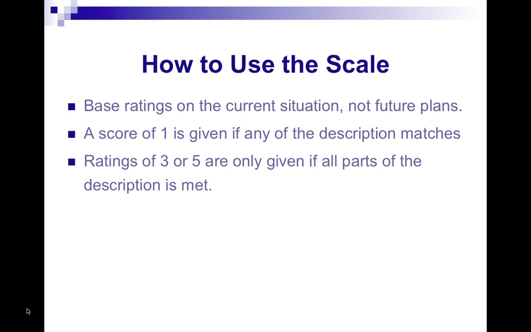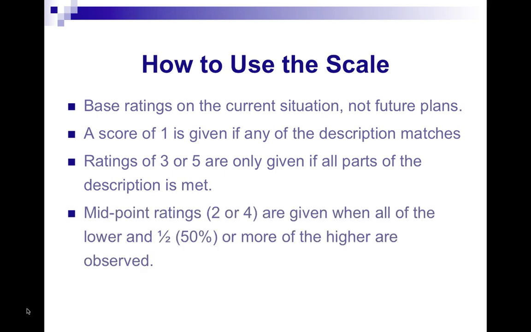The ratings of the 3s and 5s are only given if all parts of the description are met. The midpoints of 2s and 4s are given when all of the lower and at least half, the 50%, of the higher scores are observed. And use a pencil, as you know. Really, it's just better to use a pencil on this observation.